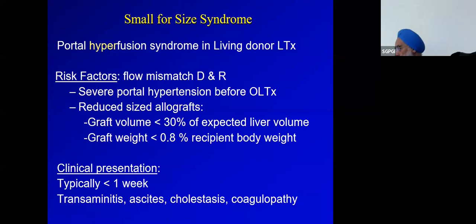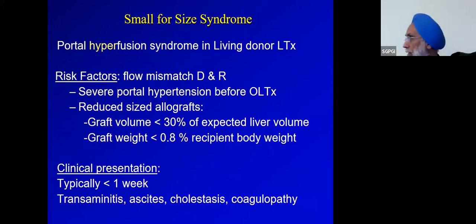Small for size syndrome, I mentioned this morning. This is a portal hyperperfusion syndrome, which occurs in living donor transplantation. It's essentially a size mismatch between the donor and the recipient. It can cause severe portal hypertension. These are often cases of severe portal hypertension before liver transplantation. And if to such people you give a small graft, the high portal pressure quickly damages those small organs.